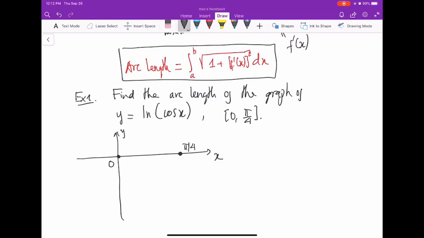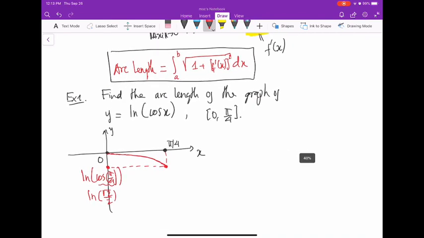The function value at pi over 4 will equal ln of cosine of pi over 4, right? Cosine of pi over 4 is square root of 2 over 2, which is less than 1. So basically that is ln of square root of 2 over 2, which is less than 0, somewhere in here. So I have another point in here. I connect the origin with this guy. I have the curve, and we need to find the arc length of this on 0 to pi over 4. Now just apply the formula.